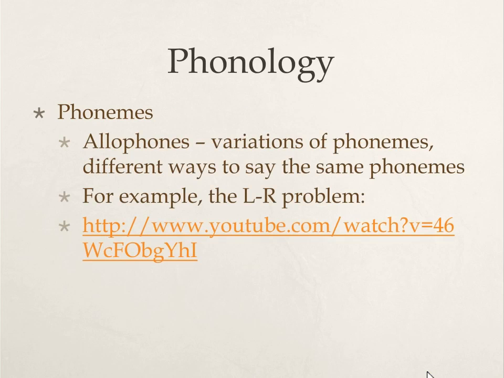Okay. So allophones are phonemes that vary in their different ways to say the same phoneme. And so this is gonna be a big problem with the English language. It's called the many-to-many problem. We'll get there in just a second. But there are lots of ways to say the same phonemes.